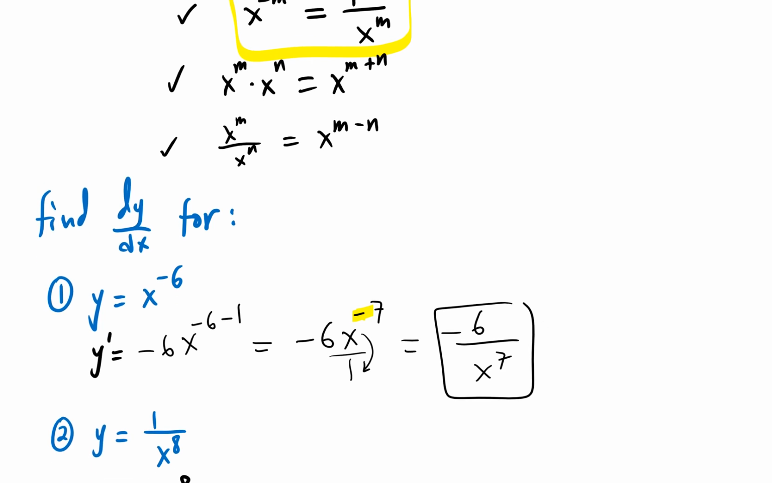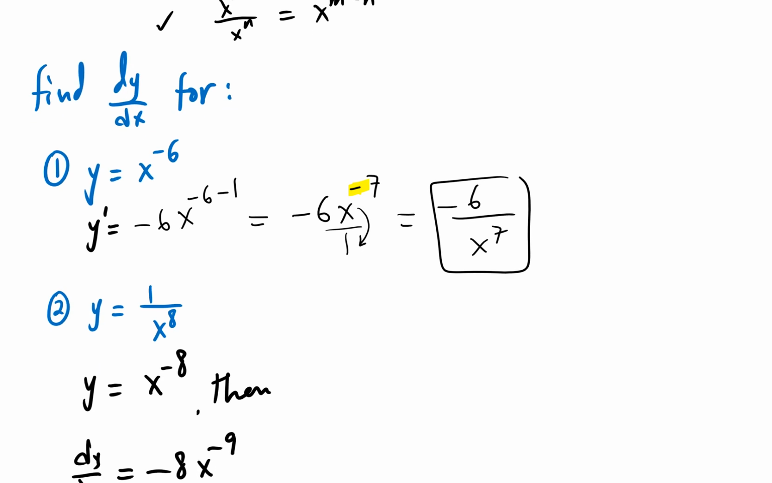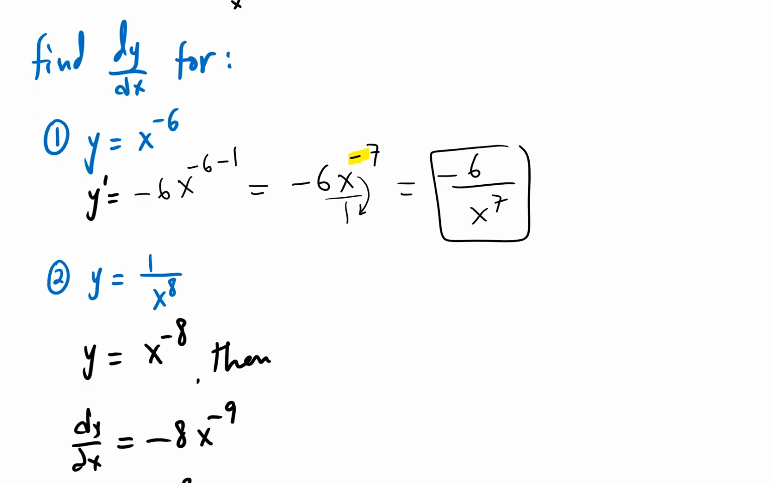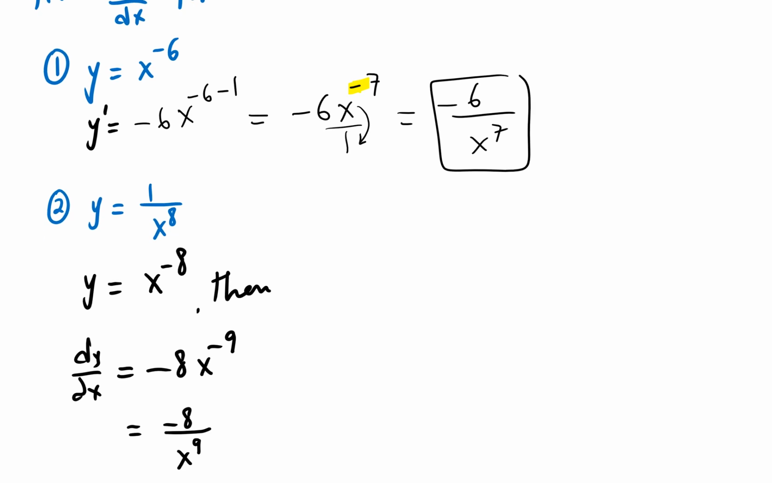Then if we are given another example, 1 over x to the 8, there's no formula for that, but what we have to do is rewrite it to make it look like x to the m power. So that would be x to the negative 8. Then we bring negative 8 down, x to the negative 8 minus 1, which is negative 9. But again, it's not done, because you need to bring the negative exponent down as x to the 9th power.